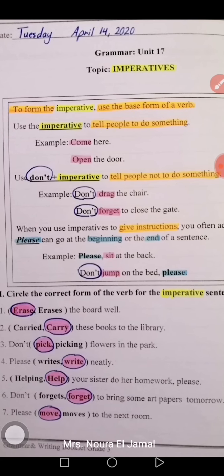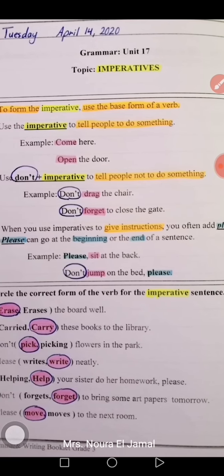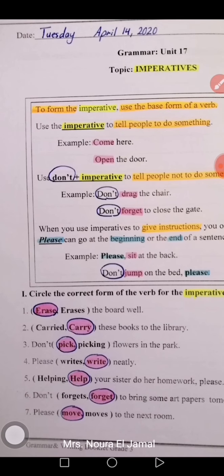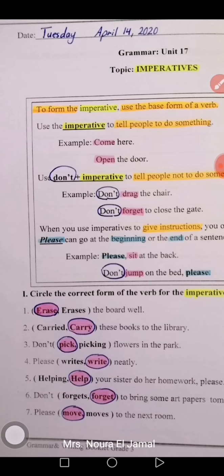Circle the correct form of the verb for the imperative sentence. Number 1. Erase the board, or erases. What I said, the imperative sentence must start with a verb in the base form. So it will be erase. Excellent. Number 2. Carried or carry these books. Carry. 3. Don't pick or don't picking. Don't pick. Excellent.